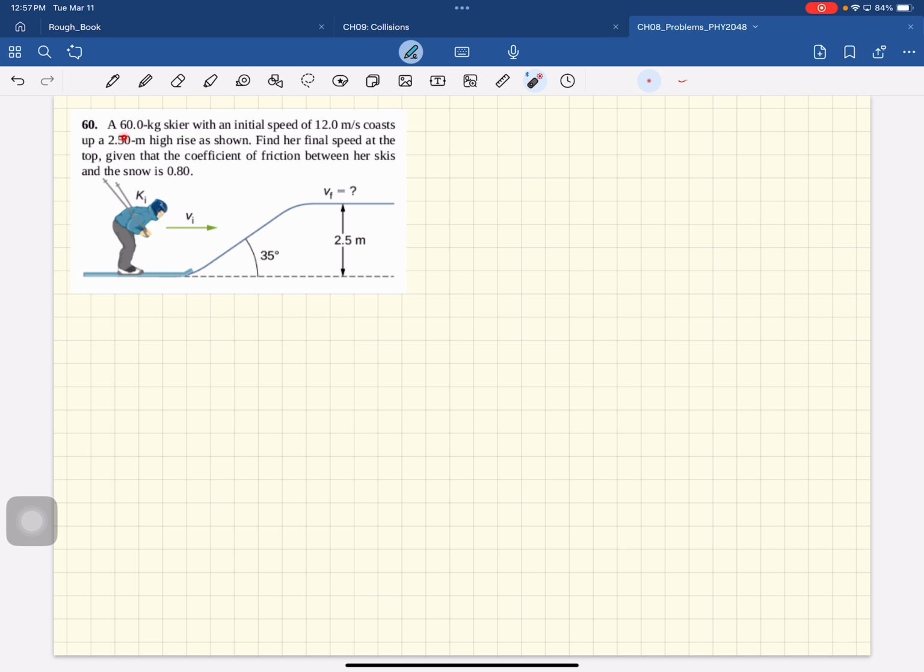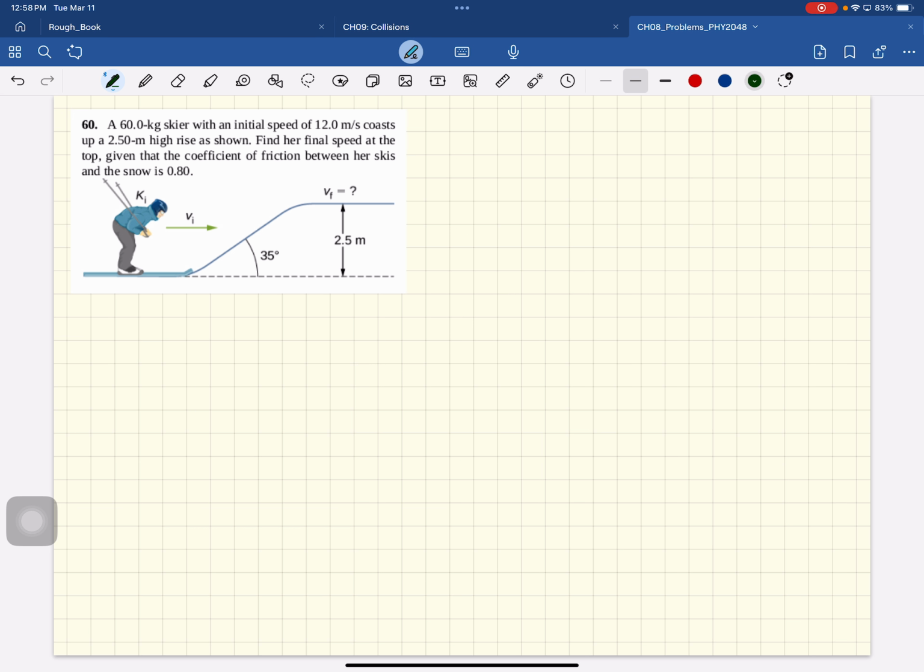This problem says a 60 kg skier with an initial speed of 12 meters per second goes up a 2.5 meter hill. So 2.5 meters is roughly the height of this room. Find her final speed at the top, given that the coefficient of friction between her skis and the snow is 0.8. Okay, so there's friction. If there was no friction, she would still slow down because some of her kinetic energy is being converted to potential energy. And then in addition, the friction force will slow her down.